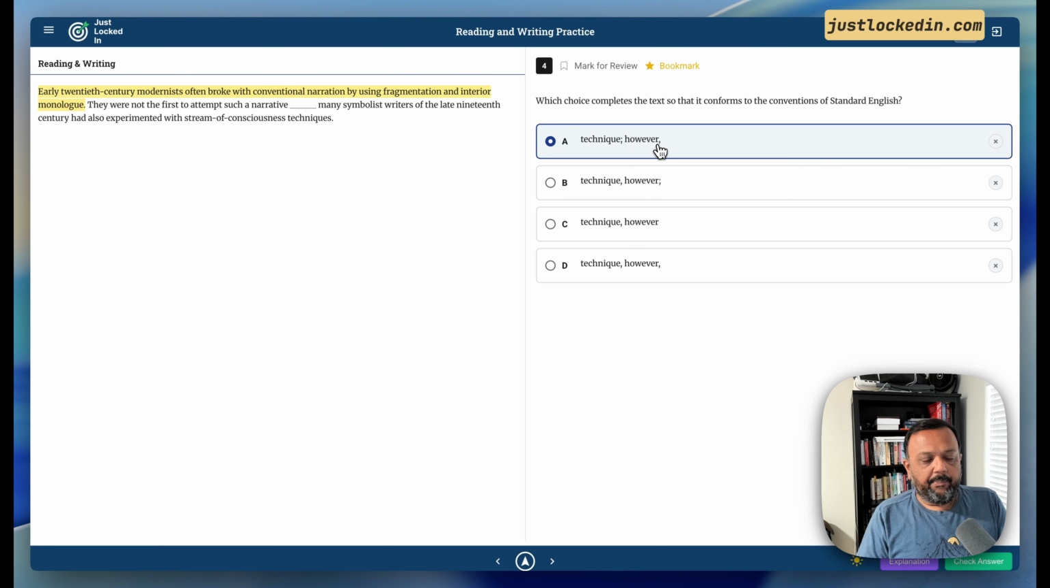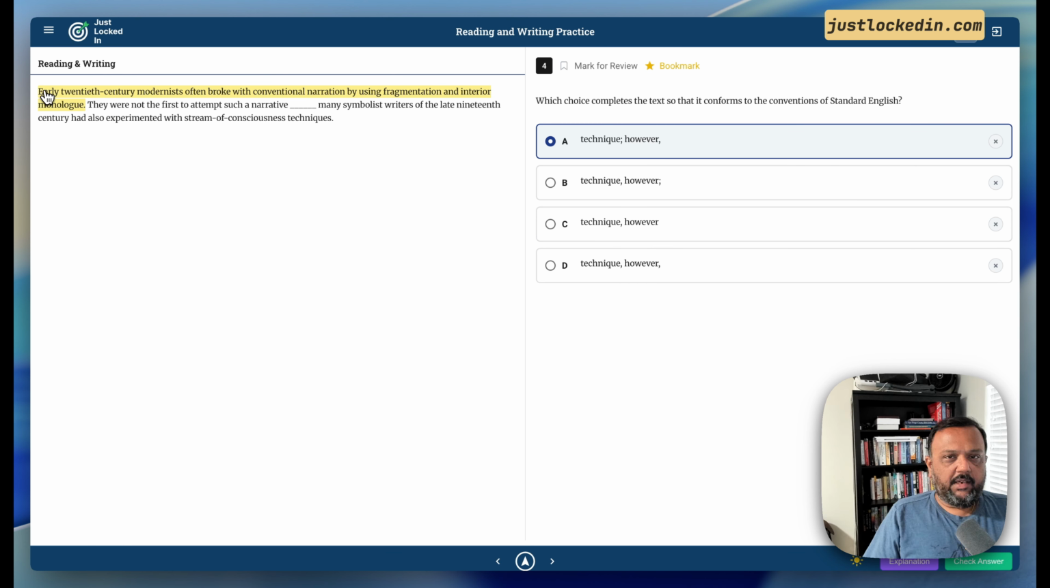Now let's use this here. They were not the first to attempt such a narrative technique. However, many symbolist writers of the late 19th century had also experimented with stream of consciousness techniques. This doesn't make any sense because the second sentence actually affirms the first one, right? It's not a contrast. So therefore, however is not the right word to use here. So then why did they put it here, right? Let's go figure out why.